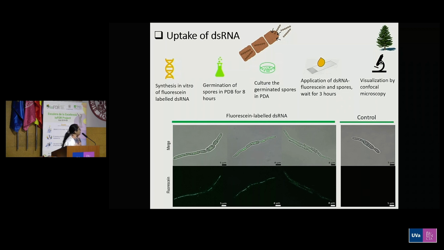What do we see? We have one control, YFP without any dsRNAs; we didn't give any signal. And in this one, we have the labeled dsRNA, and we can see the green signal. It means our pathogen is taking up the dsRNA. So this is our first success.